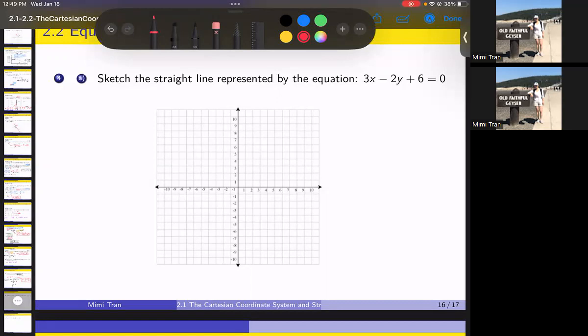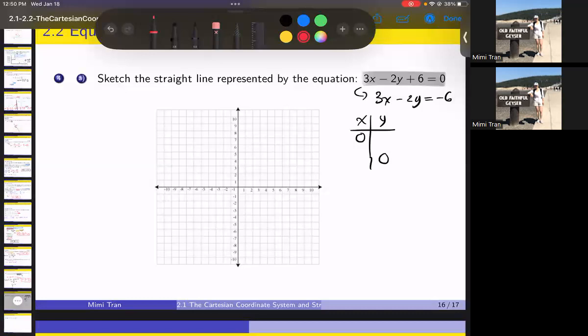There are many ways to graph this. For me, if y is not solved for, if it's not like y equals something, I'm going to use a t-table. But first, I'm going to move the 6 to the right. So 3x minus 2y equals -6. And then I'm going to use the t-table, x and y. I'm going to let x equal 0 to see what y equals. And then for the second point, let y equal 0 and see what x equals.